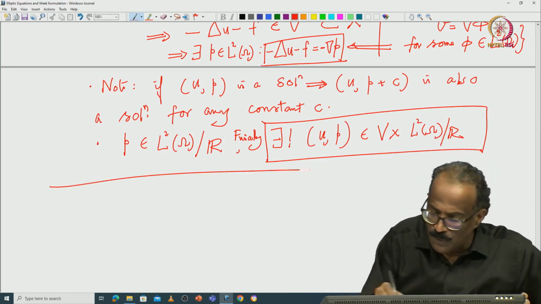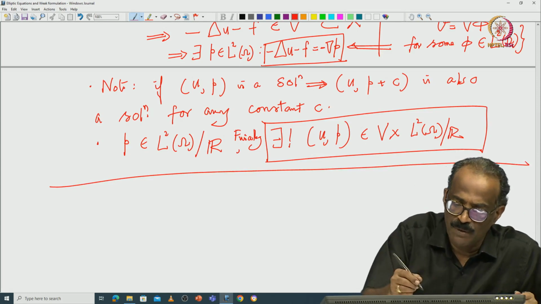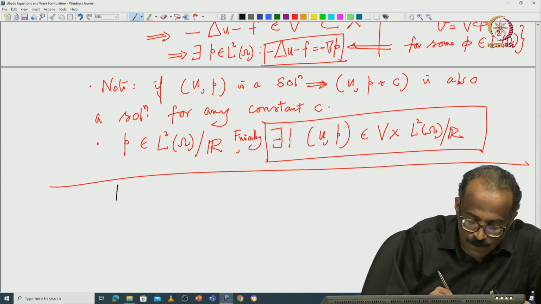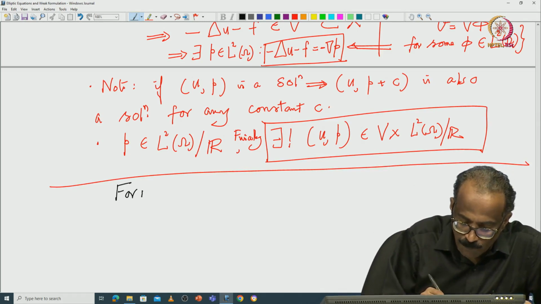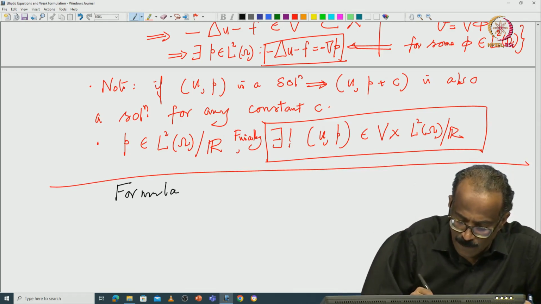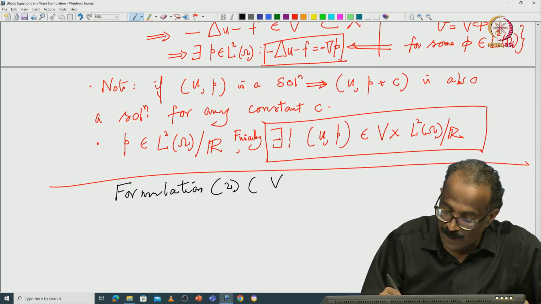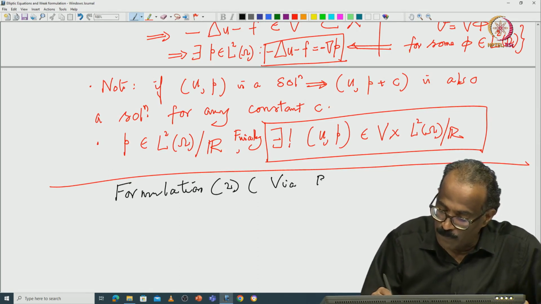So, now I want to go to the other formulation. I will not be giving all the details, but then formulation 2. Okay. Formulation 2. Okay. So, this you can prove via Babuska-Brezzi.